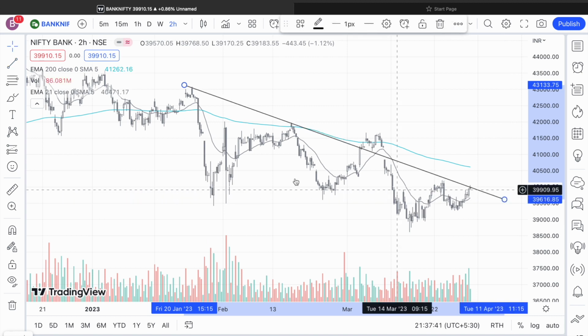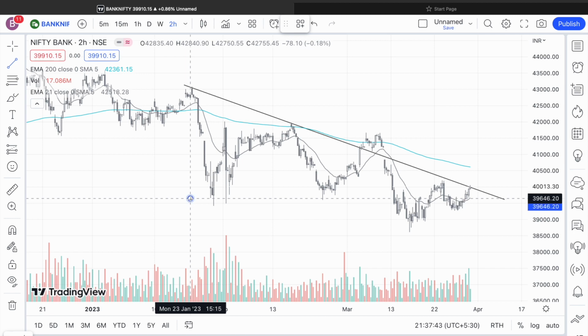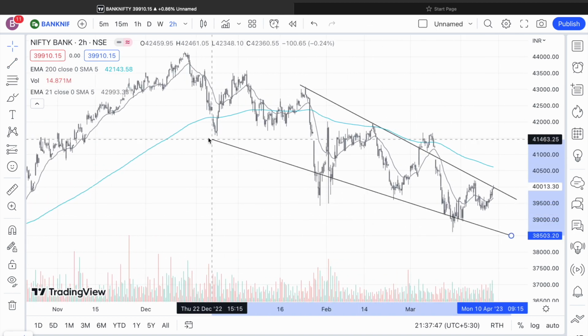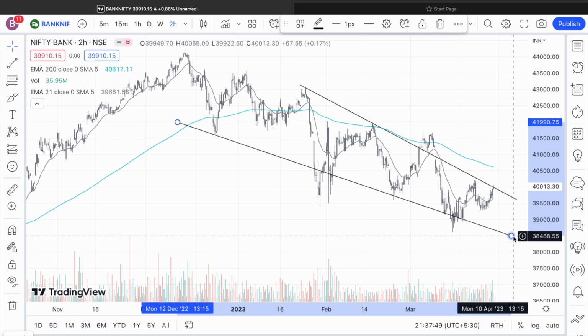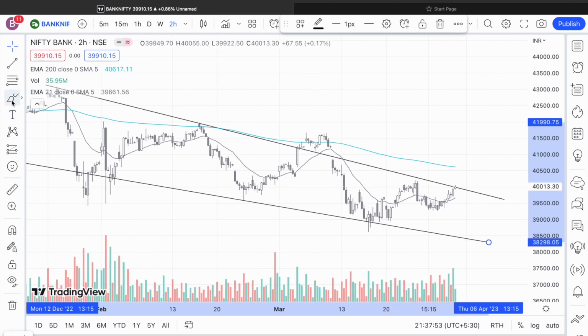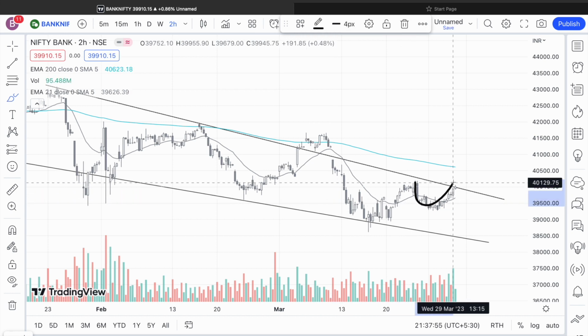So a rough resistance trend line this is, and you also have this support trend line. That is not so important as such, but yeah, you get the point, right? This is the one I'm talking about. So yes, the market is heading for this round bottom breakout, right? This is what I'm talking about.